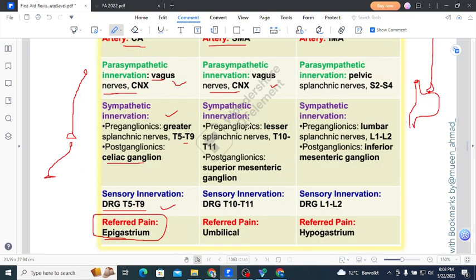The sympathetic innervation is from the preganglionic, from the lesser splanchnic nerves. For the foregut, it was the greater splanchnic nerves at the level of T5 to T9. The sympathetic innervation of the midgut is coming from the preganglionics, from the lesser splanchnic nerve at the level of T10 to T11. The postganglionics are from the superior mesenteric ganglion. The sensory innervation is at the dorsal root ganglion at the level of T10 to T11, and the referred pain is going to the umbilicus.